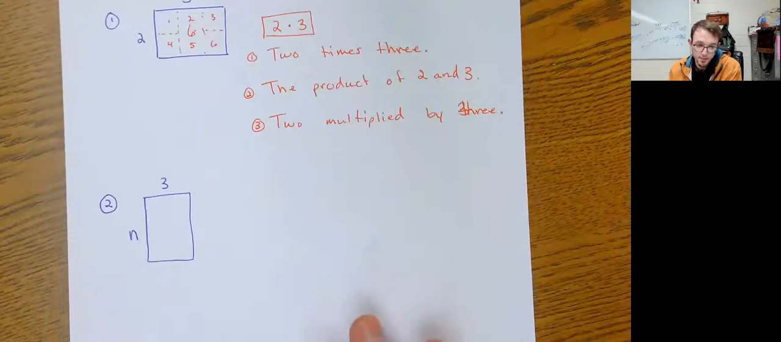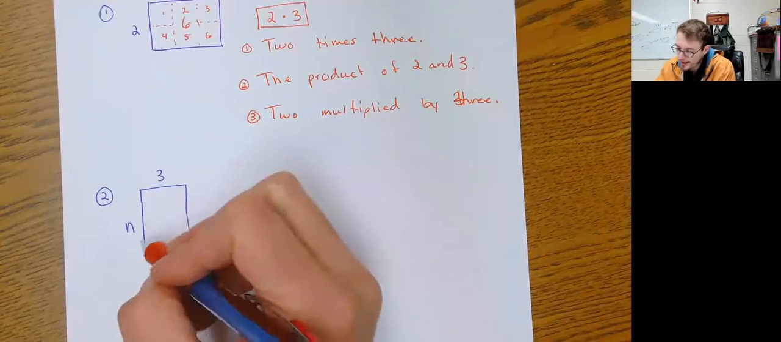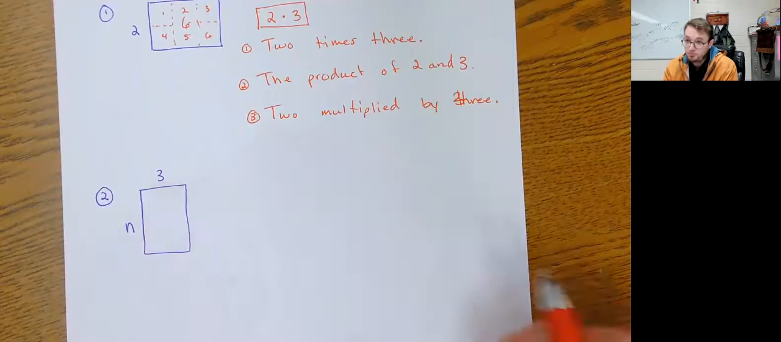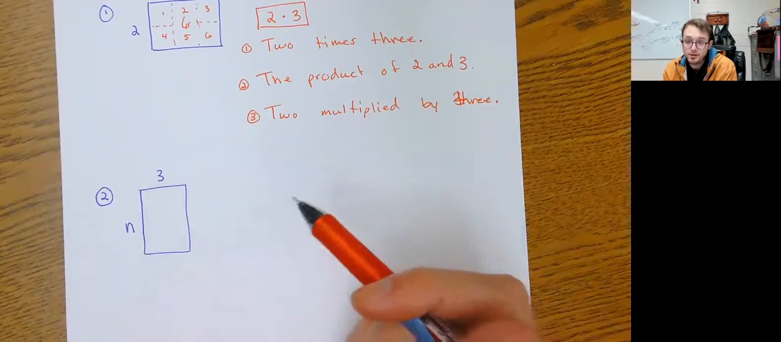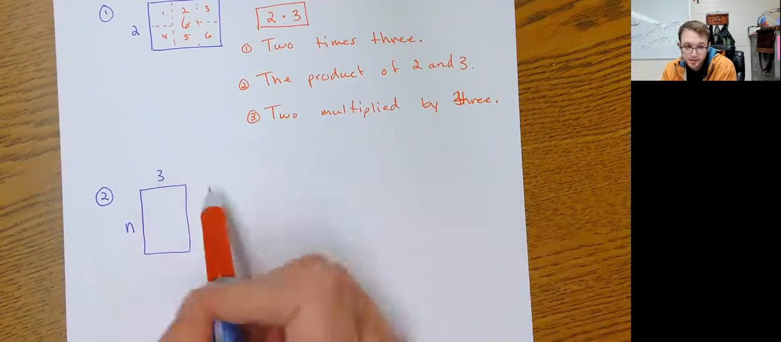So in this next example, we have a width of n. Don't know what n is. It's some number. Don't know what it is. And a length of 3.